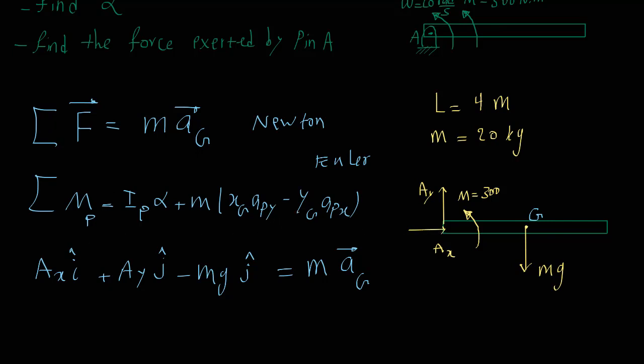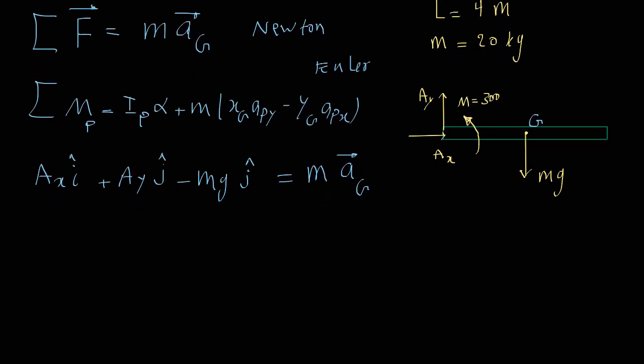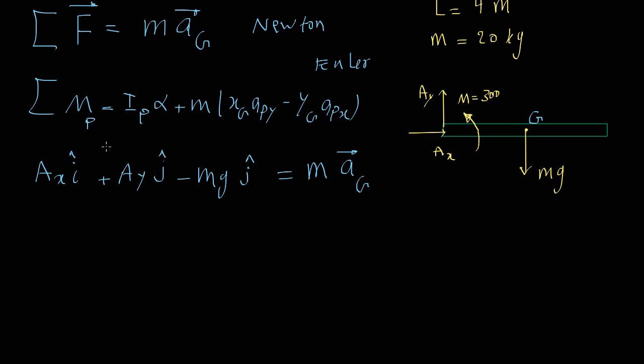So this should be your thought process in considering a reference point. If you don't want to use this, the next easy point would be G. Why? Because again, the force A_x is passing through this, mg is passing through this, so we have to just calculate the moment of one force.